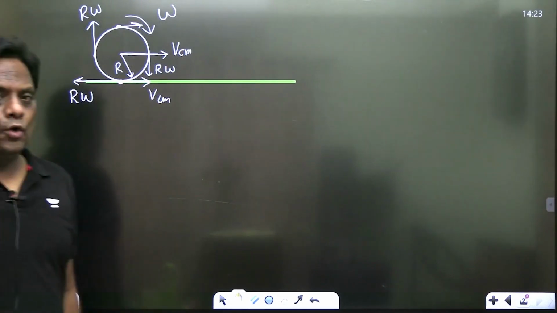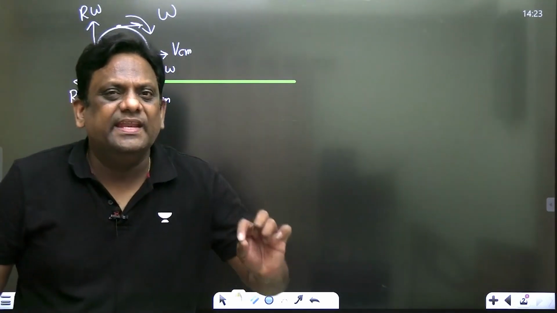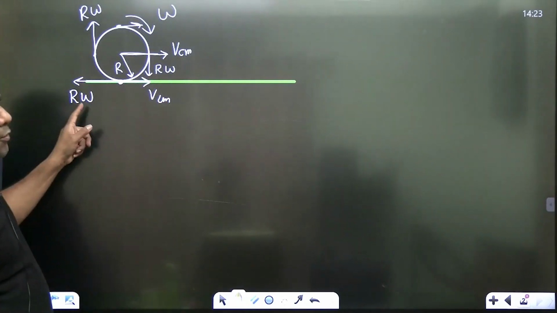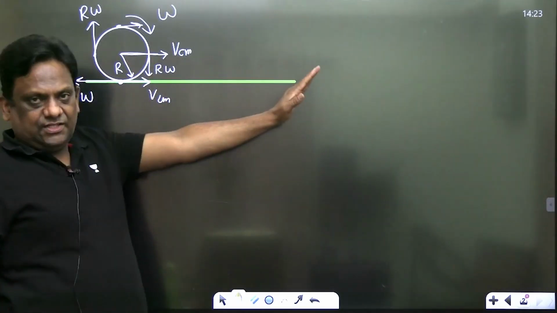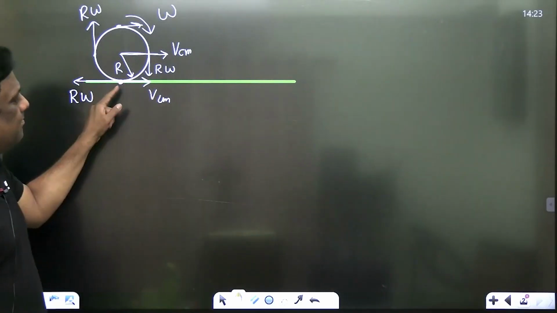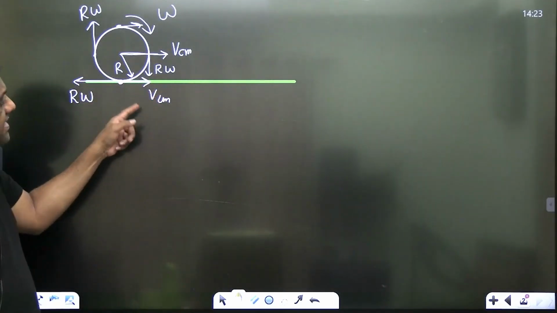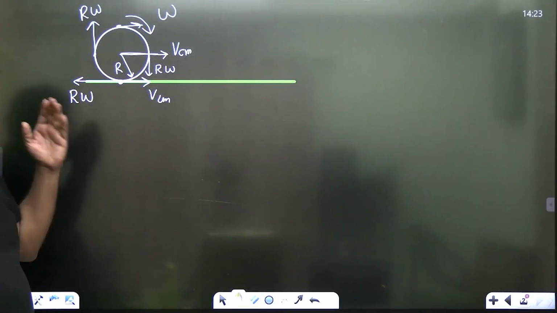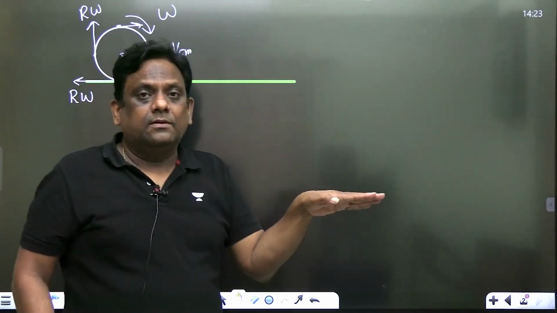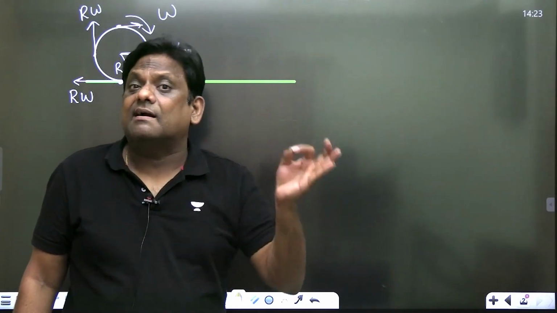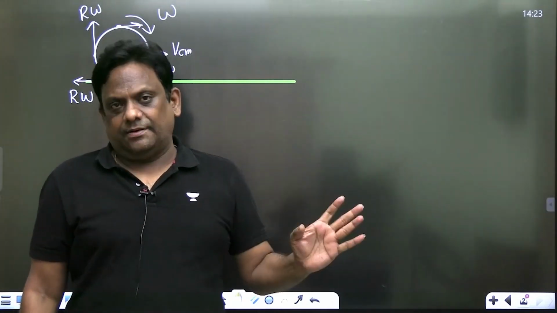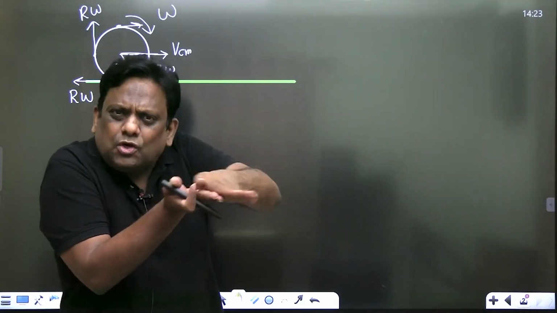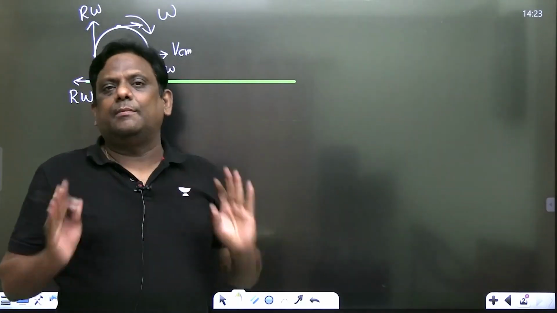For pure rolling, there should not be any slip. If VCM is more than r omega, it will slip in the forward direction. And if VCM is less than r omega, if r omega is more, it will slip in a backward manner. Whenever it is slipping, please note down that it is kinetic friction that comes into the picture, because there is a relative motion between both.